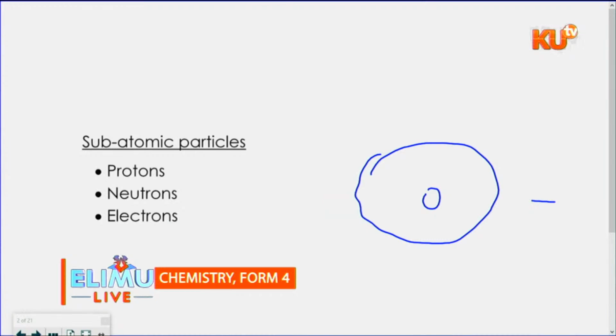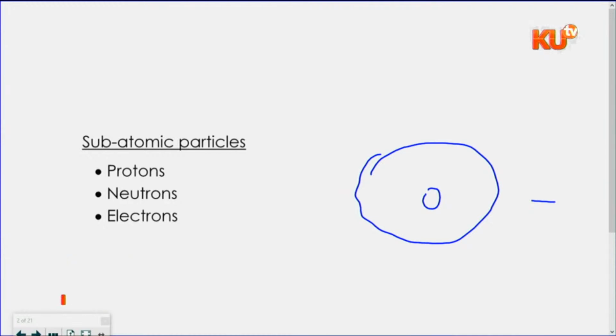Protons and neutrons. Then the other bigger circle, or the space in between, which I've shaded, we refer to as the energy level. That space is referred to as the energy level, and the small circle is referred to as the nucleus. So protons and neutrons are found inside the nucleus. Electrons are found on the energy level.